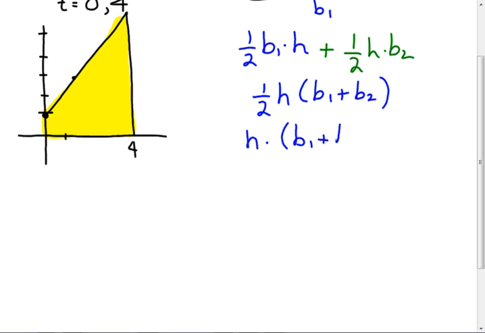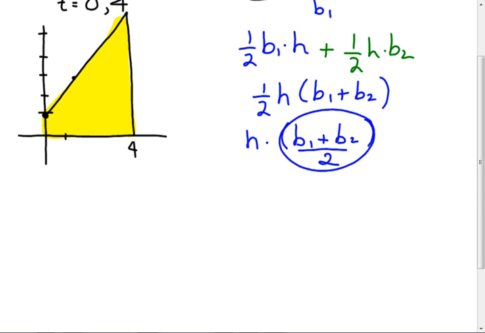They will not give you the formula. You have to know it. What's this called? When you add two bases, add two numbers, divide by 2, it's an average. So if you average the bases and multiply by the height, you have the area of the trapezoid.